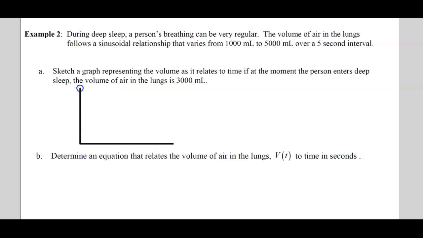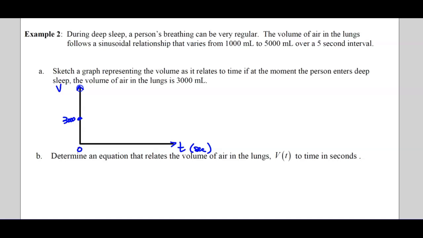X and Y axis. You can use theta if you want, up to you. So it says that at time 0, and this will be time in seconds, the volume is going to be 3,000. And this is volume, so actually I'll use V for that. And then it varies between 1,000 and 5,000. So when they're entering deep sleep, the volume is 3,000.